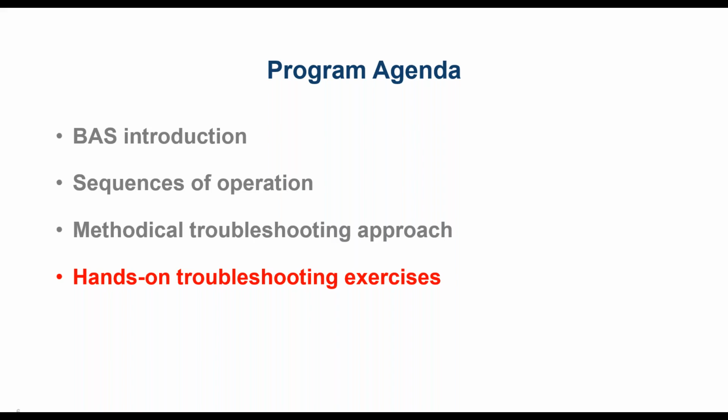So I'm going to present to you a methodical troubleshooting approach, essentially a 6-step process that you can utilize when utilizing a BAS, or building automation system, to try to troubleshoot issues you're having on your HVAC systems. And then at the end of the lesson, we'll have 5 hands-on troubleshooting exercises, which will allow you to apply this troubleshooting approach that I've presented.